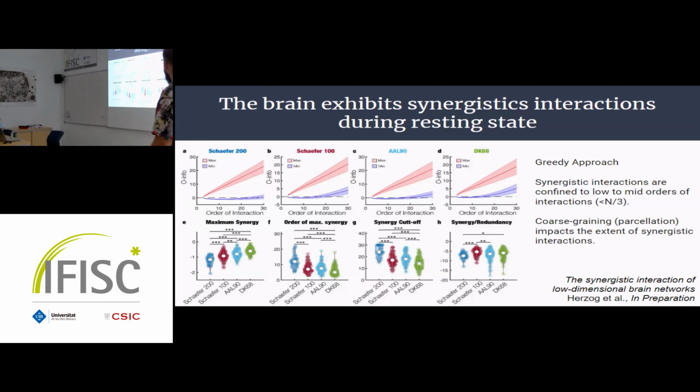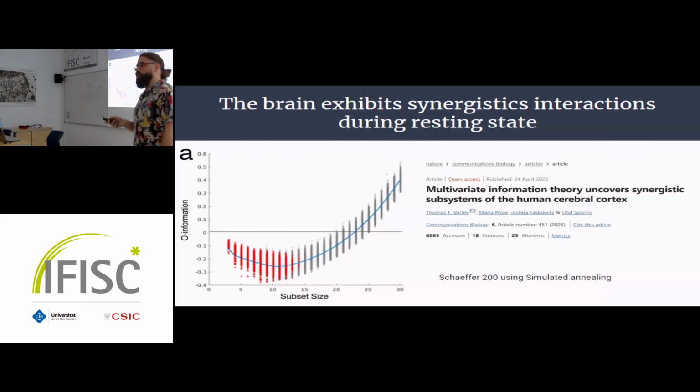And here are just summaries of these metrics, like the order of maximum. The level of maximum synergy depends on the coarse graining. Also the order of maximum synergy depends on the coarse graining. The cutoff as well depends on the coarse graining, but if you take the ratio of them, the dependency is not that clear, even though there are significant differences between the different parcellations. So this is just for setting the ground that there are some synergies in brain activity.